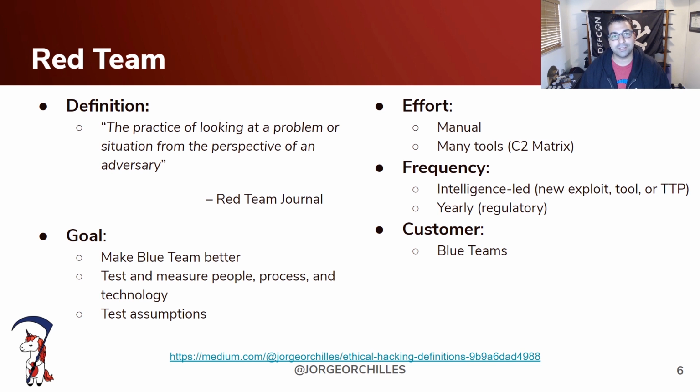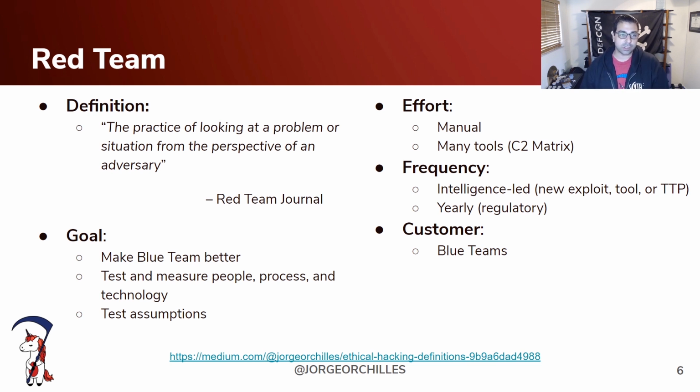So as I mentioned, an adversary emulation is a type of red team exercise. There's different types. And a red team can be defined as the practice of looking at a problem or situation from the perspective of an adversary, which means that you can do a lot with that. It could be physical pen testing, it could be doing phishing simulations for awareness training, or it could be testing or creating a new TTP.